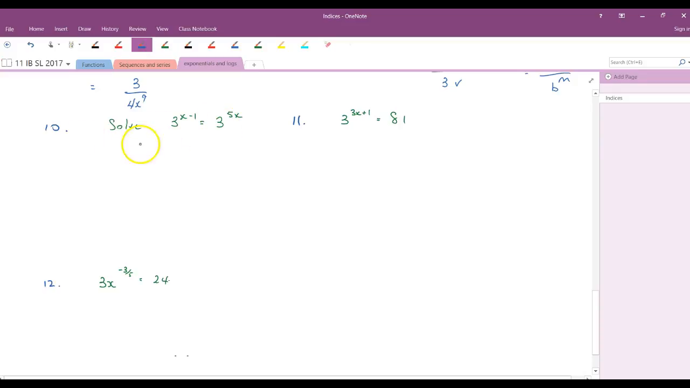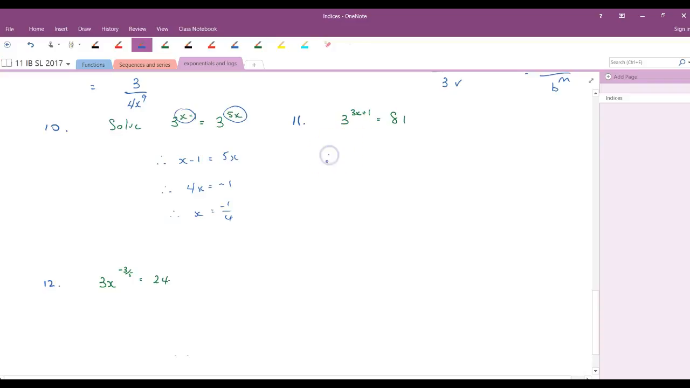Now, in question 10, look, I'm solving equations now. I've got the same base here, so therefore I can equate my indices. So x minus 1 is equal to 5x. I can equate them because my bases are the same. So I get here 4x is equal to minus 1, and therefore x is equal to minus 1/4. Just check the technique there, same base, equate your indices.